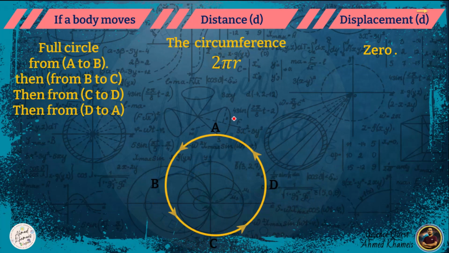Again, if the body moves in a complete circle, the starting position will equal the end position, so the displacement will equal 0, and the distance will equal the circumference of the circle, and we calculate the circumference by the rule 2 pi r. R is the radius of the circle.